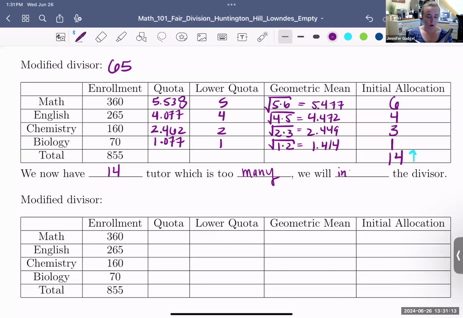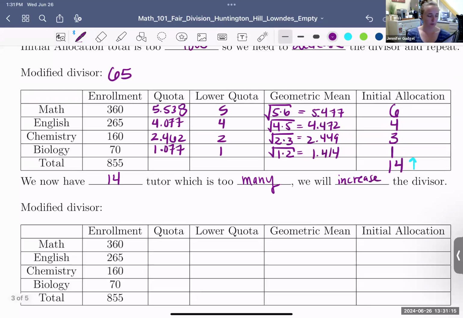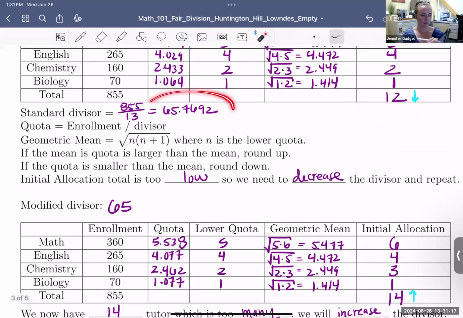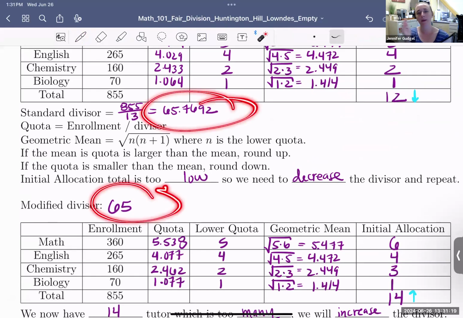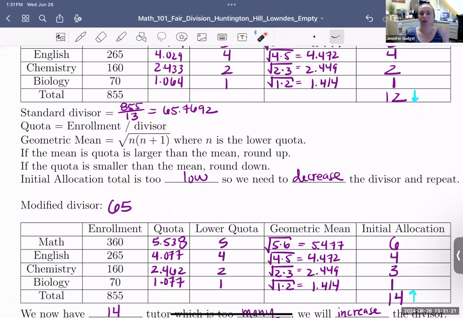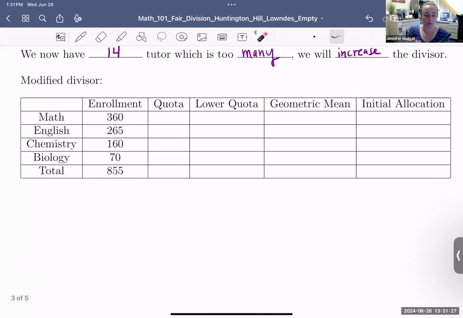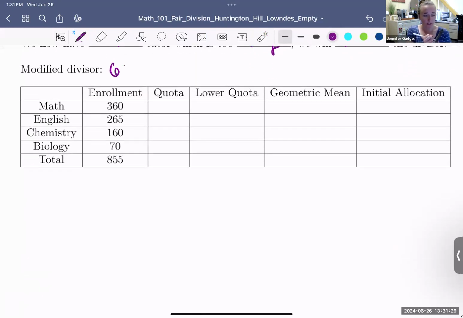65 was too small. We went from 65.7 to 65. We need to pick something between them. All right, so maybe 65.5, maybe 65.3. I actually picked 65.4, and it's not the only divisor that might work, okay? You have to experiment. Your final divisor, your modified divisor, could be different than someone else's and still work.